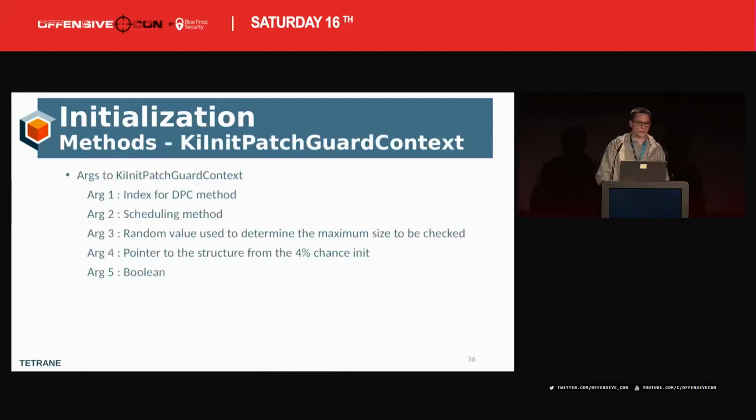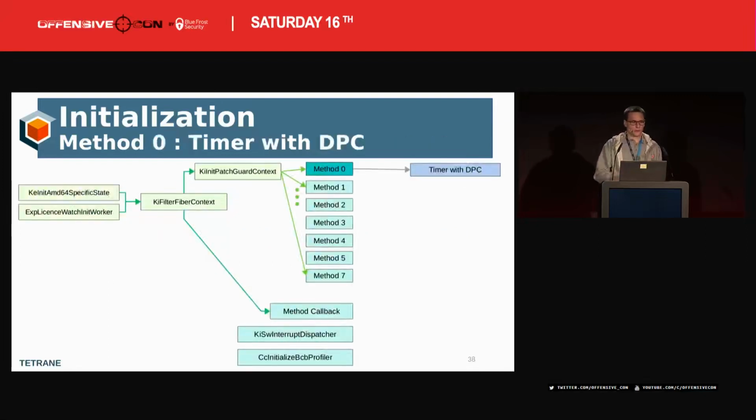So let's have a look at the arguments of KiInitPatchGuardContext. For us, the two main arguments in this presentation, only because, of course, I describe them better in my white paper, but for this presentation, the two important arguments are the scheduling method, which basically is one of the 7 methods from before, and a pointer to the structure, which comes directly from the xFly.watch init worker, if you recall from here, basically, which only has a 4% chance of occurring.